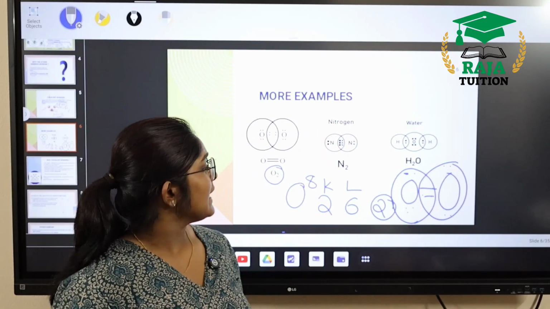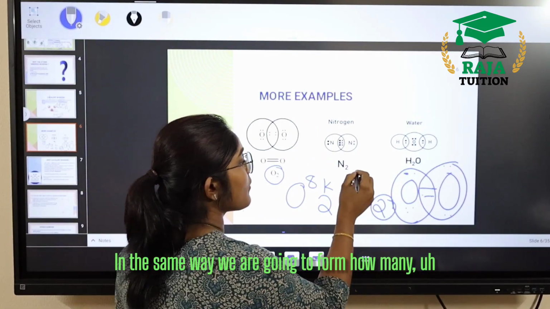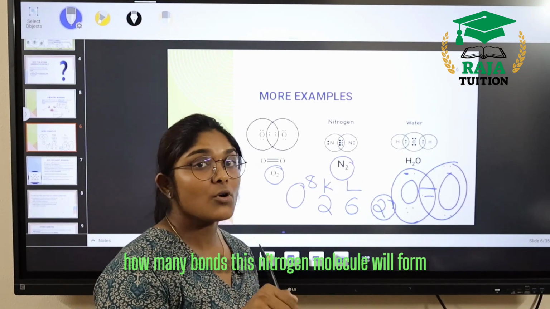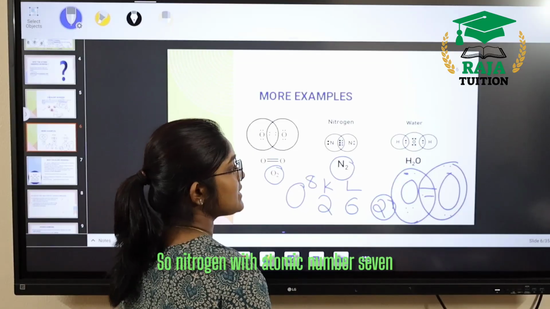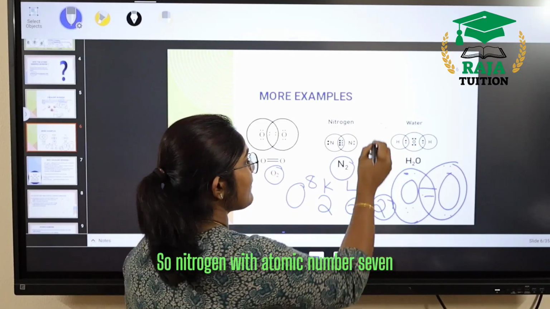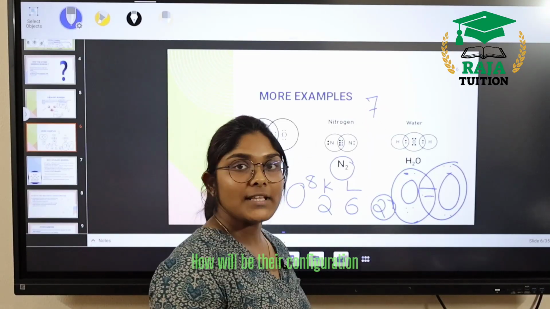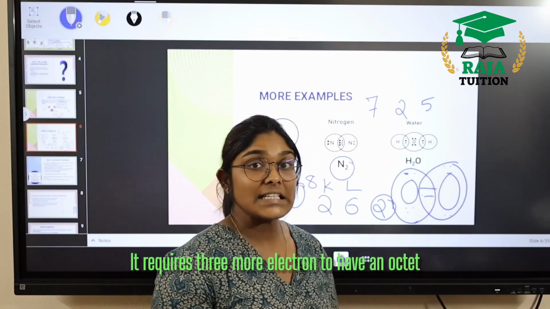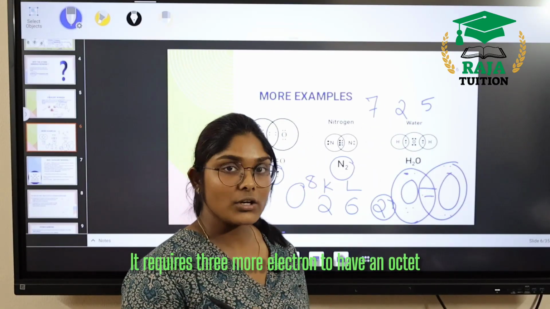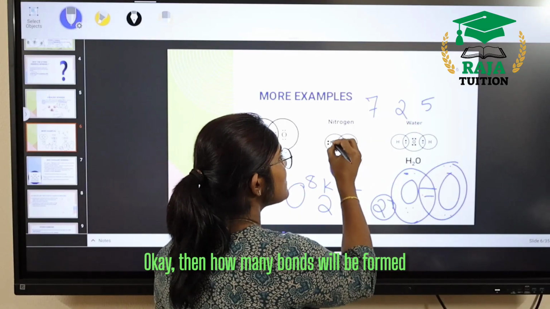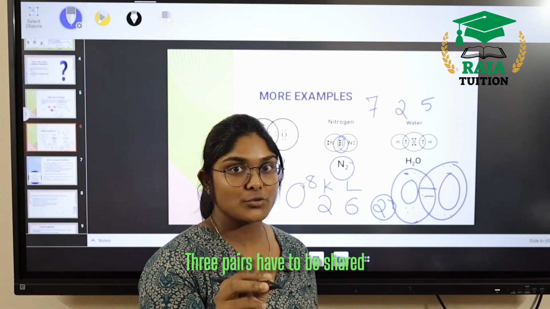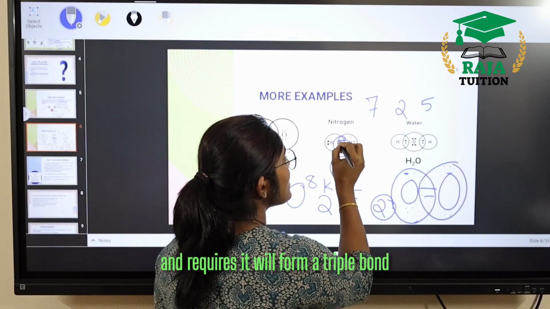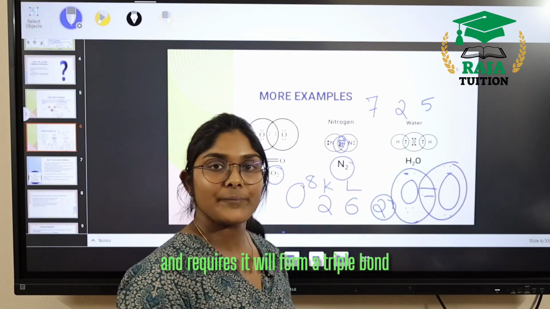Understand? In the same way, you are going to find how many bonds this nitrogen molecule will form. So nitrogen with atomic number 7. How will be the configuration? 2 and 5. It requires 3 more electrons to have an octet. Then how many bonds will be formed? 3 pairs have to be shared, and it will form a triple bond.